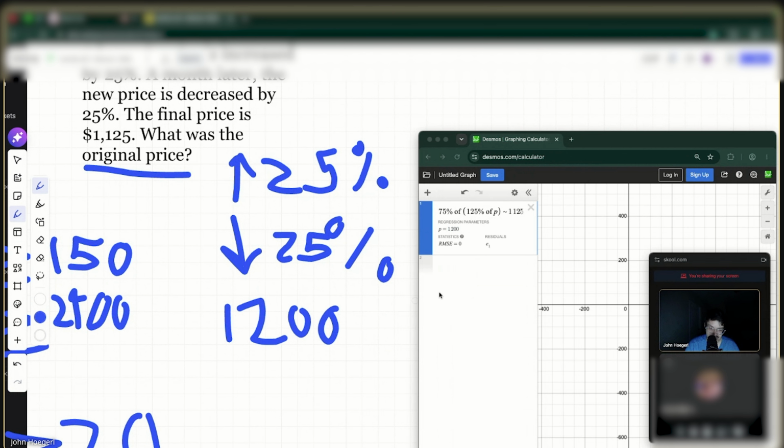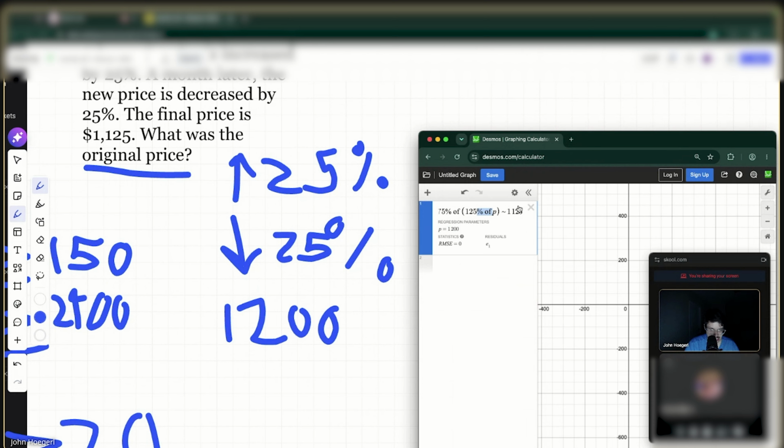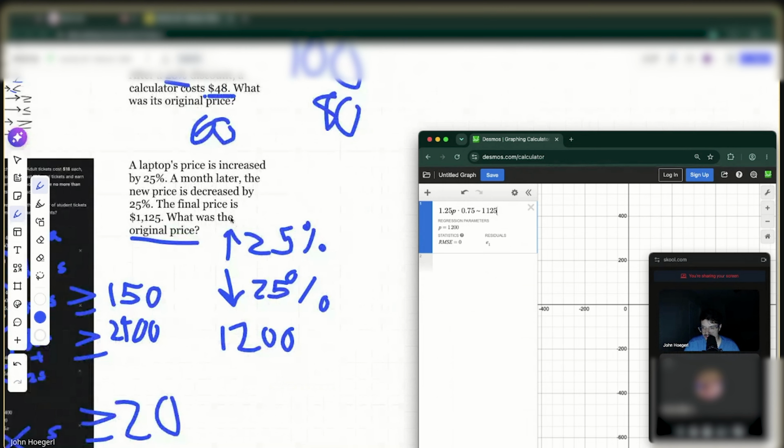Again, if I'm not sure if that's actually correct, I can check here. 1200 times 1.25 is 1500, and then 1500 times 0.75 brings me to, yes, 1125. If you want to write this without the percentages, you can also just say 1.25 P times 0.75, and that's equal to that. So yeah, pretty simple stuff there.